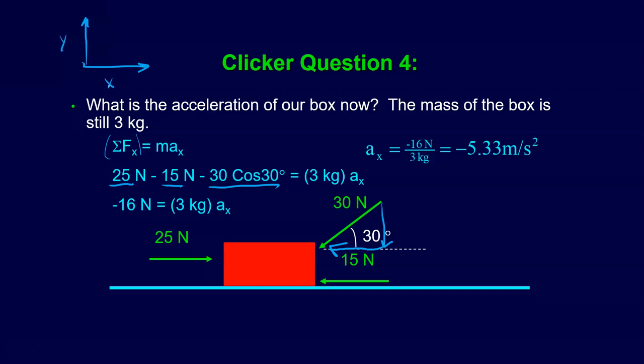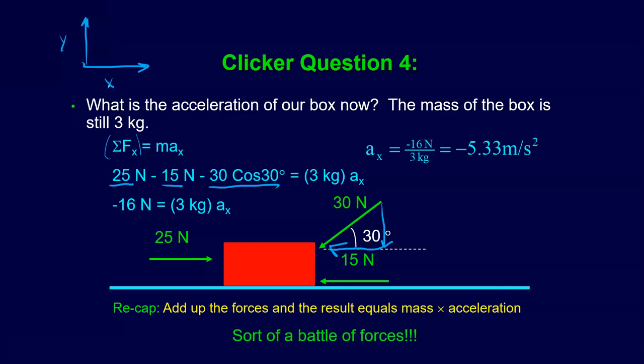This is the gist of what we're going to do solving Newton's laws dynamics questions. We'll do lots of examples in class. But just to recap, you add up the forces and the result equals mass times acceleration. You can think about this as a battle of the forces: basically, which side of the forces will be bigger. And if there is an unbalanced force, there'll be an acceleration in that direction.